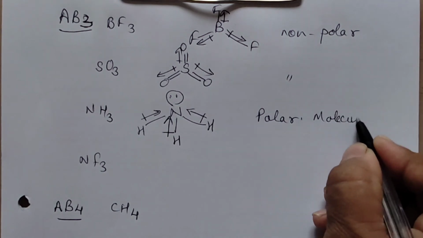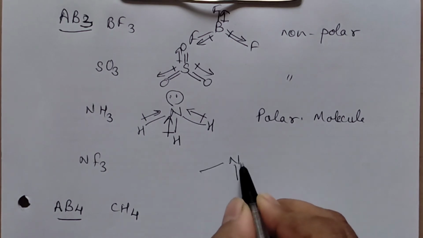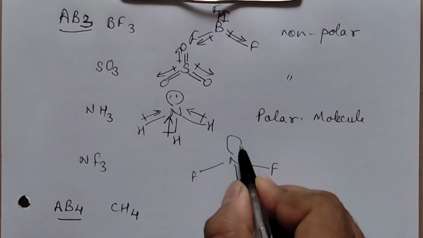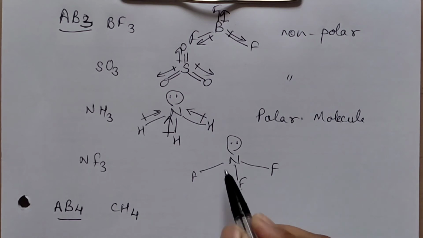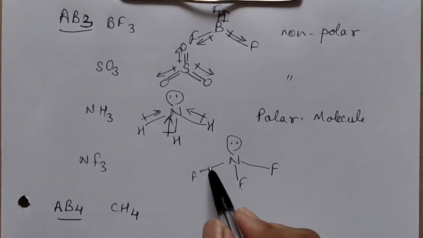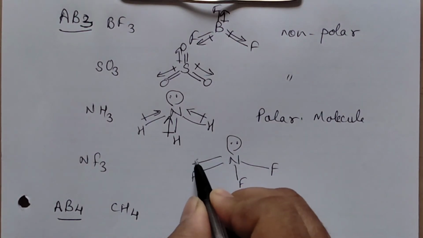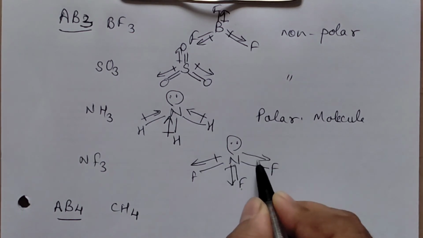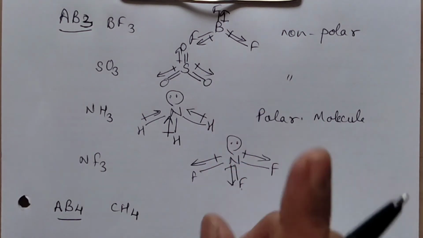Right, and another one is NF3. Now it's also pyramidal. There is fluorine here, this is fluorine, and the electron density is on the top. Fluorine is more electronegative, so the direction will be different. And we know dipole moment is a vector quantity. It has magnitude as well as direction. The bond moment is towards fluorine. This bond moment is towards fluorine. These three are down and this electron density is above it.